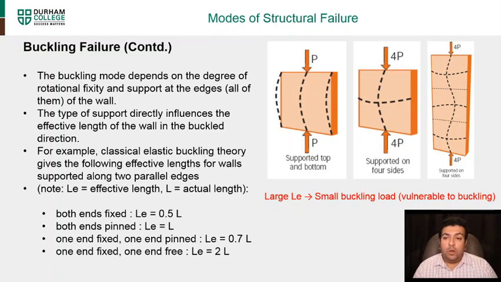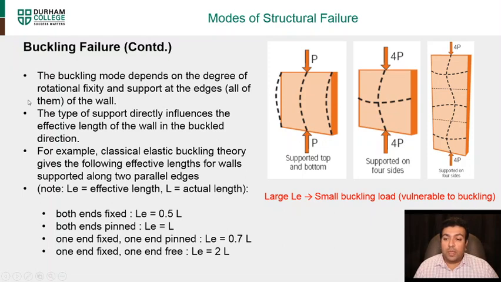Now, buckling failure also depends on the degree of rotational fixity and support at the edges of the walls. So it depends on how many places this wall structure is supported. If it is only supported at the top, or if it's supported on all four sides, you will have a different amount of buckling. And if it's a tall wall, it will buckle in a different manner. So the type of support directly influences the effective length of the wall and its buckling direction.